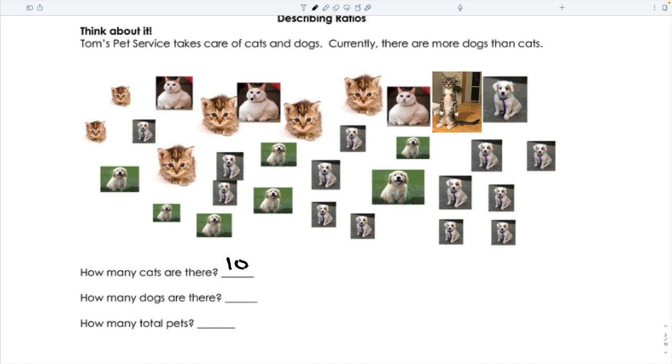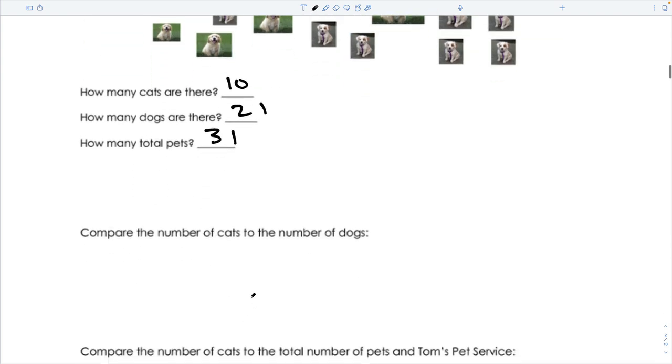Aiden? I counted 21. That would mean how many total pets are there, Samuel? 31. Cool. So you have those three correct. Here's what we're going to do with these three numbers.